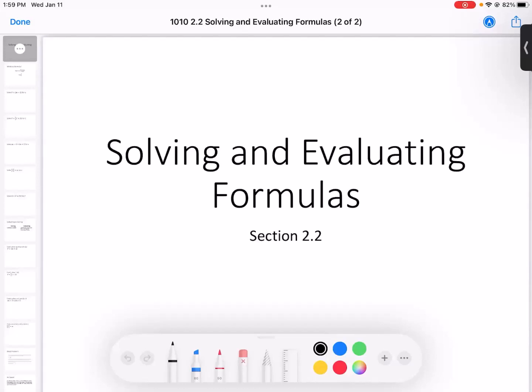So today we're going to cover section 2.2. When you open up your homework in XYZ, you'll be doing section 2.2, and this is all about solving and evaluating formulas. I can't remember if I said this last class or not, so if I didn't, here it is again.